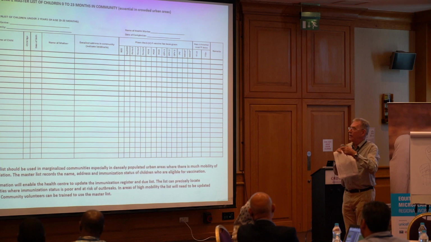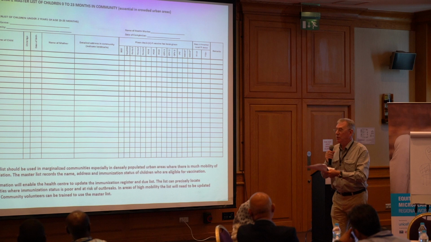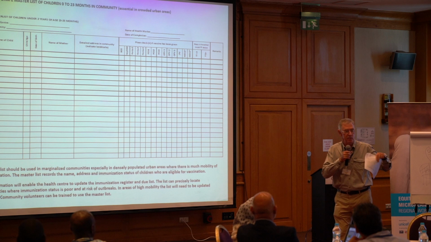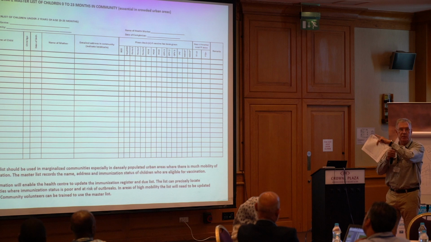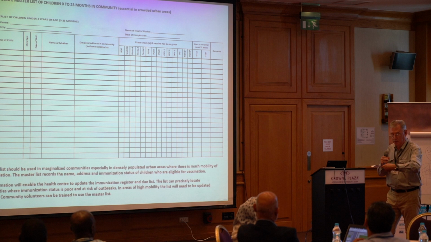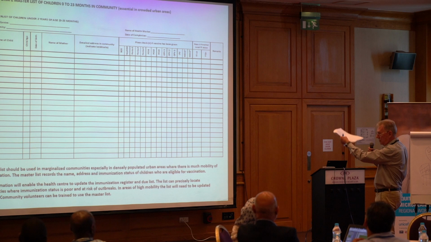You can use this information to update the immunization register, because you will have names there and you have addresses. You can just fill in the line on the register. Maybe some doses a child has already received, not in the register, but on the card. Or it might be the other way around, in the register, but not on the card. So you can update your register. Maybe you can take the register with you, or maybe you can go back to the health center and update the register with this data.